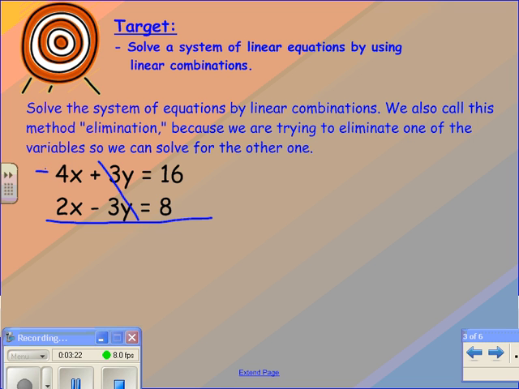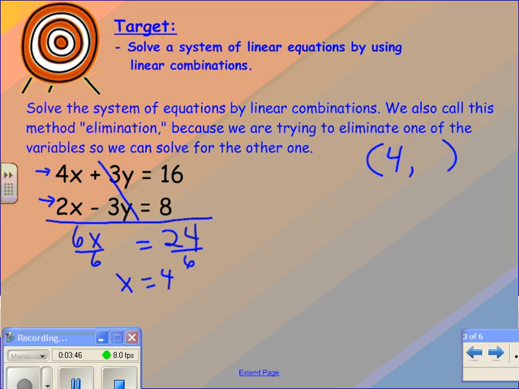So then what have I got over here? I've got 4x plus 2x, and that gives me 6x. That eliminates to 0, and I have 16 plus 8, which gives me 24. So now I can easily solve for x by dividing both sides by 6, and I have x equals 4. So I know that I have my x value of my solution to this system of equations.